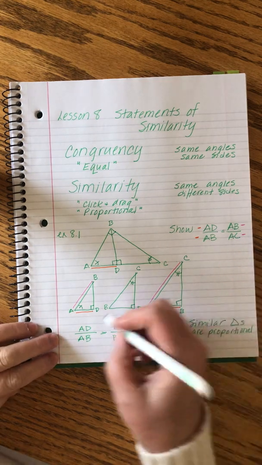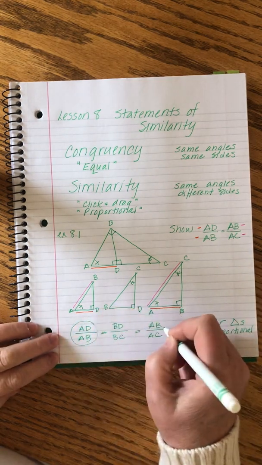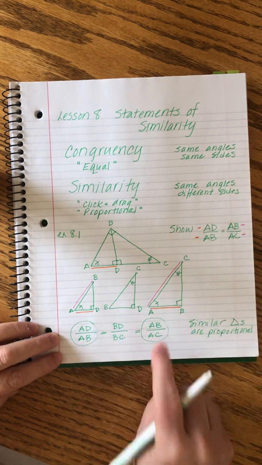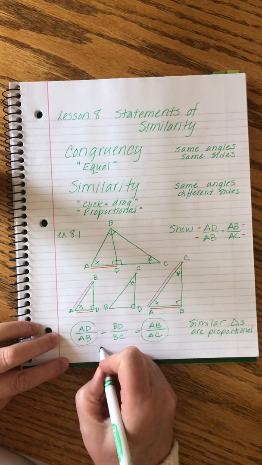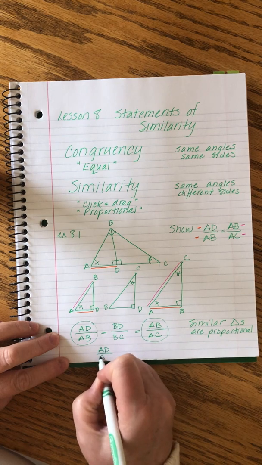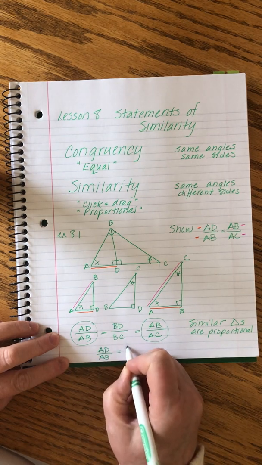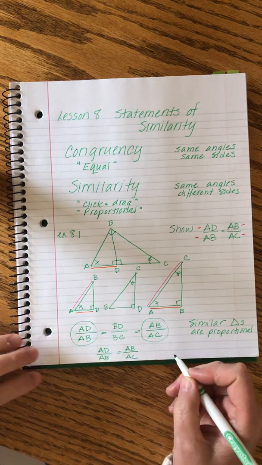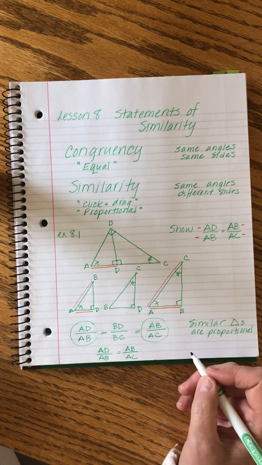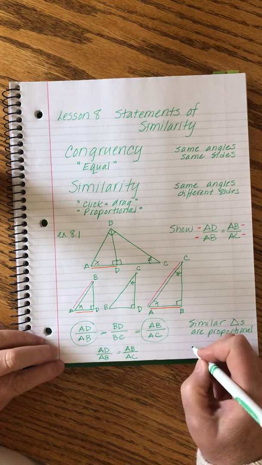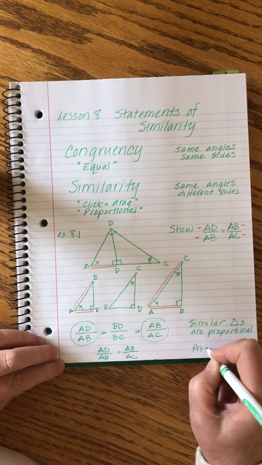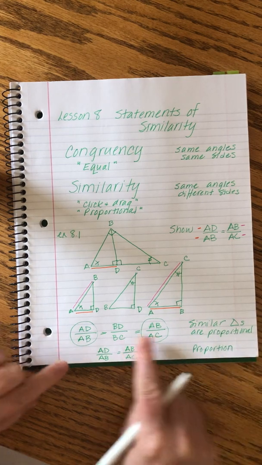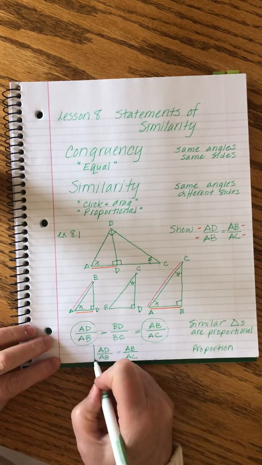And then we see the two fractions or proportions that we're interested in, AD over AB equals AB over AC. That is what we were trying to show, right? So this is just 2 of the proportions that we had up above.